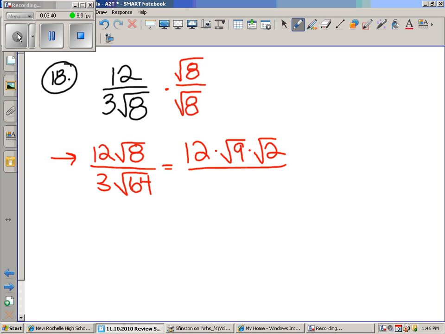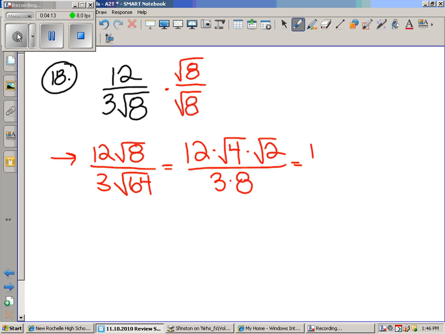The square root of 64 is what? Oh, I made it. Good call. I made a horrible mistake. It happens to the best of us. The square root of 8 is not 9 and 2. It's 4 and 2. Dumb me. Square root of 8 times square root of 8 is 64. What is the square root of 64? 8. So this bottom becomes 3 times 8.